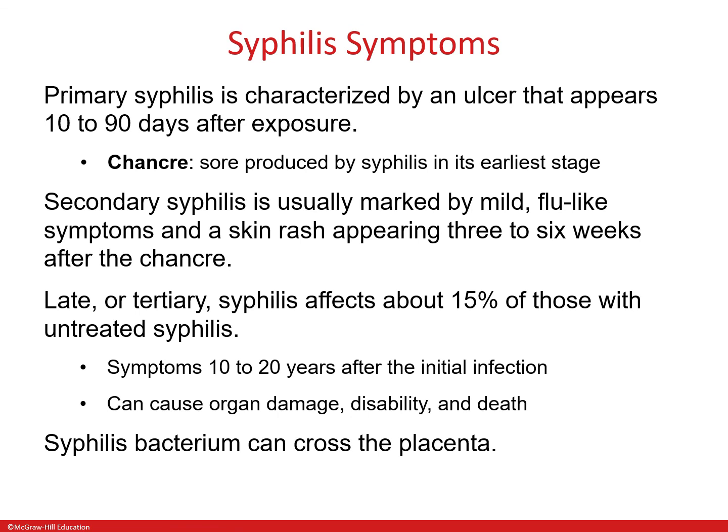If the disease still remains untreated, the symptoms of secondary syphilis may recur over a period of several years. Affected individuals may then lapse into asymptomatic latent stages where they experience no further consequences. However, in about 15% of the cases of untreated syphilis, the individual develops late or tertiary syphilis. These symptoms can appear 10 to 20 years after infection.